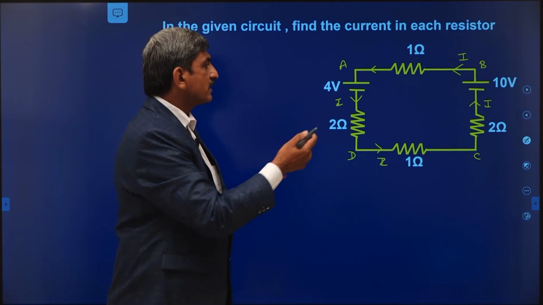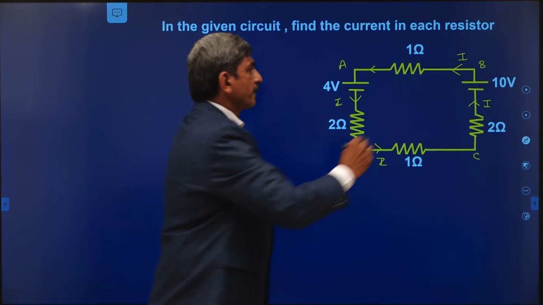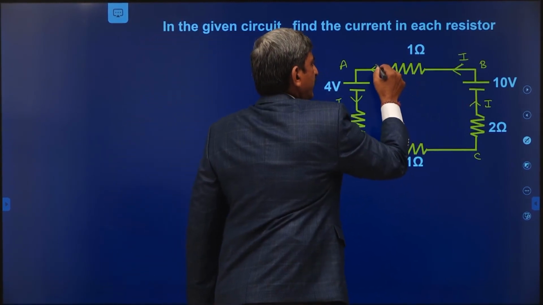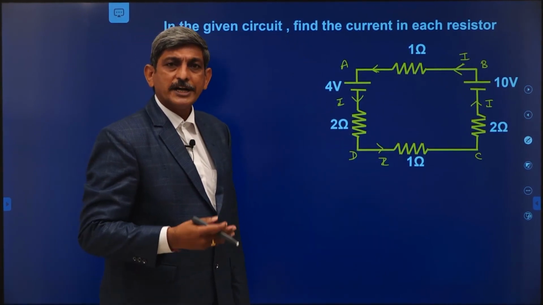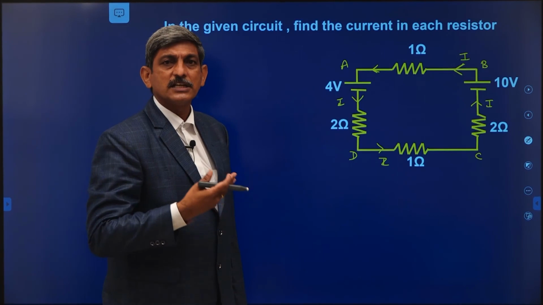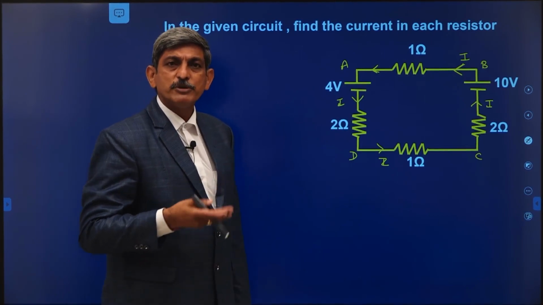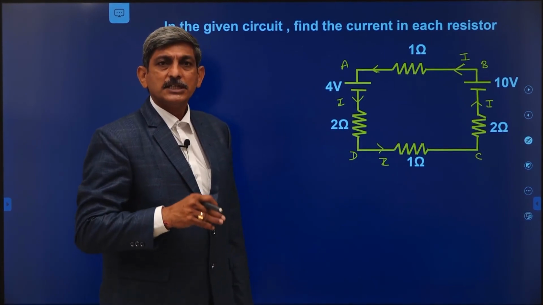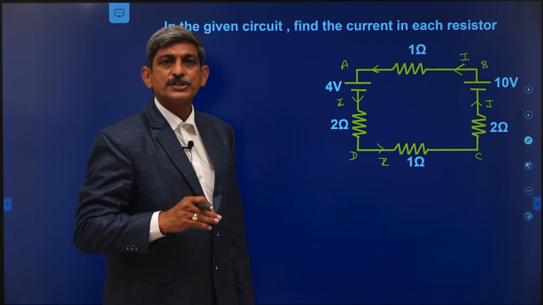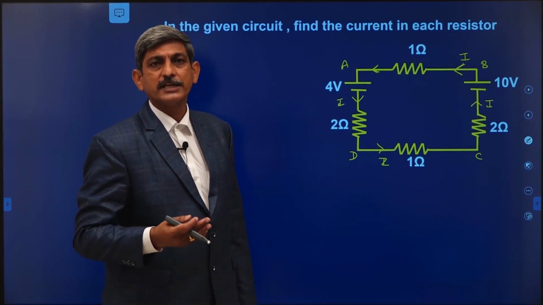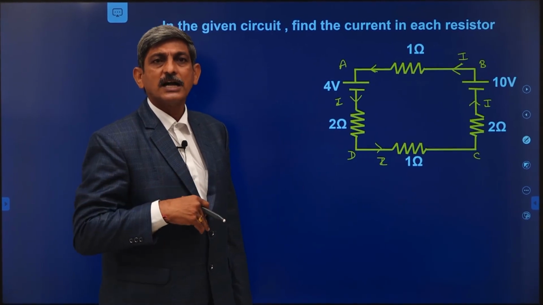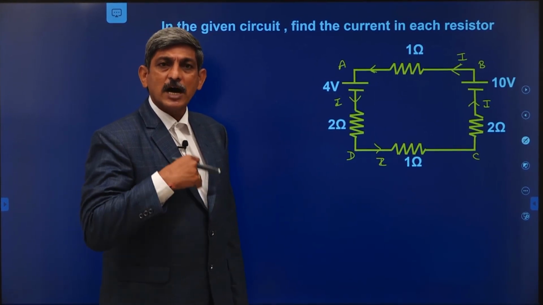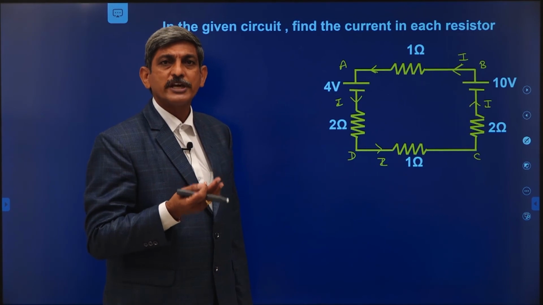That means after taking the current in a particular direction, if we solve the problem and get a positive answer, it indicates that our assumed direction of the current is right. If at the ending of the solution we get a negative value for the current, it indicates that the direction assumed by us is wrong and the current is passing in the opposite direction to the one assumed by us.